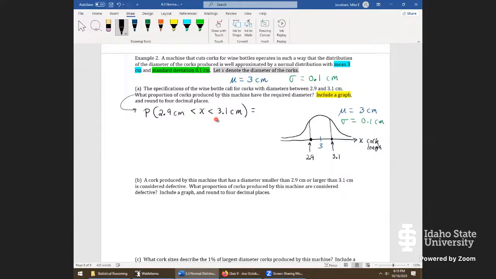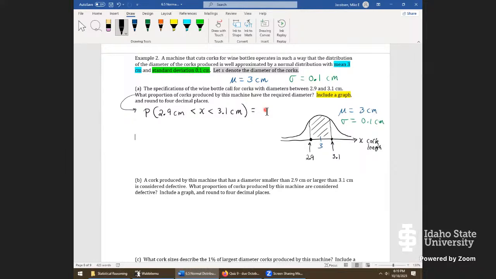Now, the new thing that's happening here is probabilities are now areas under the curve. It'll be the area as X starts at 2.9, moves to the right, and ends at 3.1. So in other words, we want to know this area right here. Whatever it equals, that's the answer to this question. Well, any questions or comments, folks, so far?